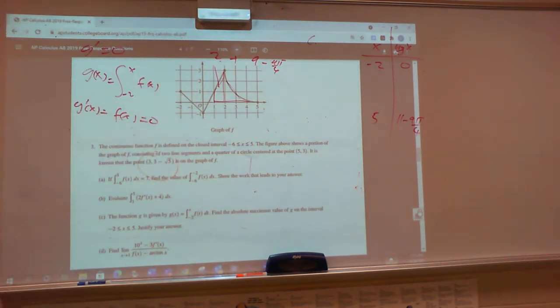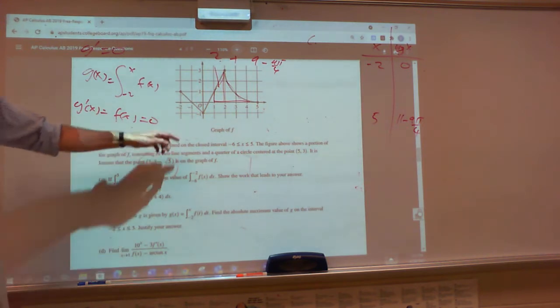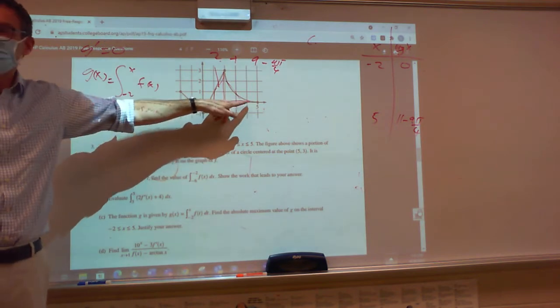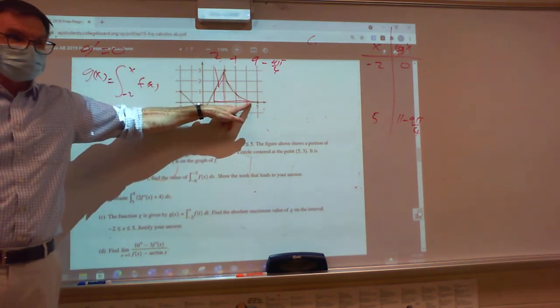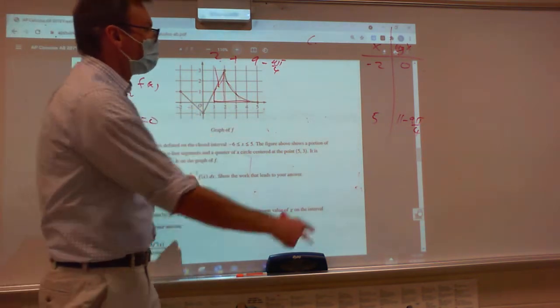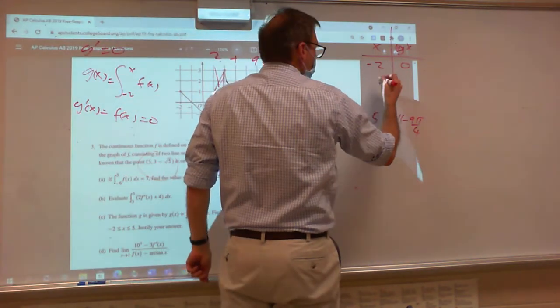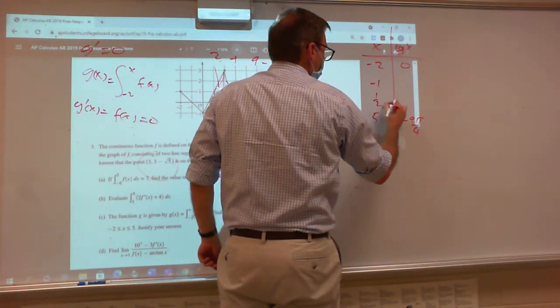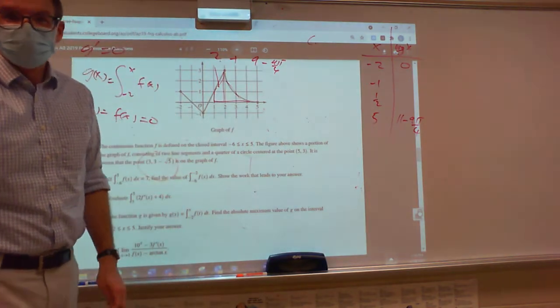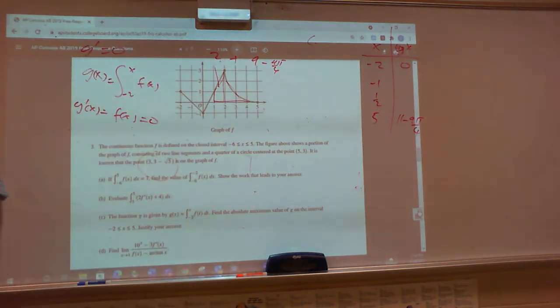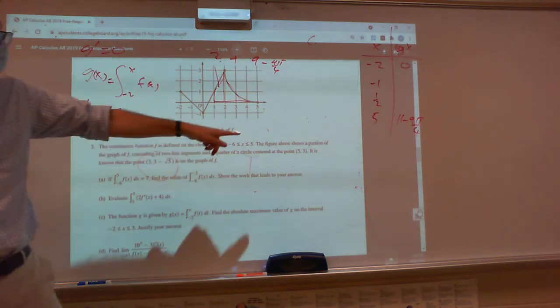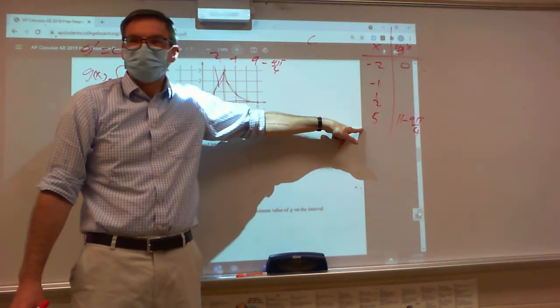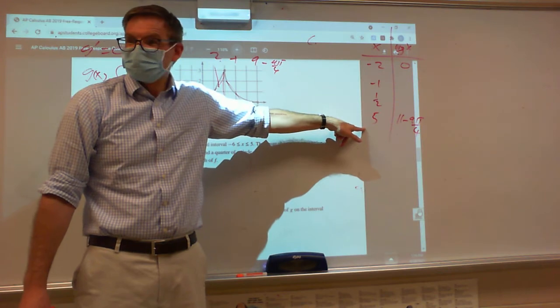Where is f of x 0? Negative 1, 1/2, oh, 1, and 5. Does everybody see that? So I need to find out what's going on at negative 1 and what's going on at 1/2. Does everybody see that? Why don't you find out what's happening at 5? I already do. I've already got it.